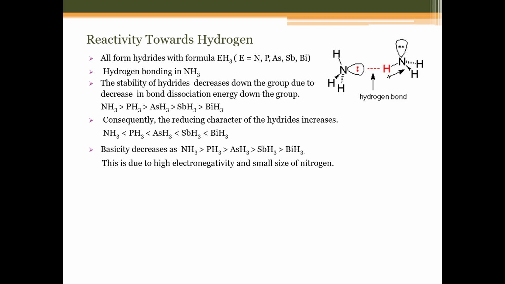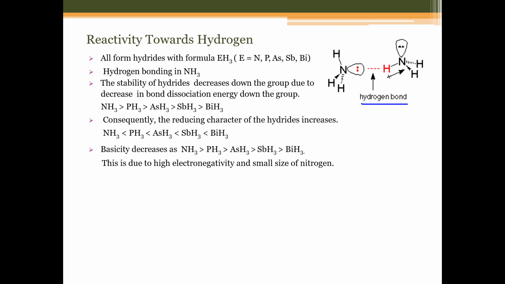Coming to the chemical reactivity of group 15 elements, we shall first talk about the reactivity towards hydrogen. All the elements of group 15 react with hydrogen to form hydrides with formula EH3, where E is nitrogen, phosphorus, arsenic, antimony, or bismuth. And in the case of nitrogen, it can form hydrogen bonding as shown in the figure.